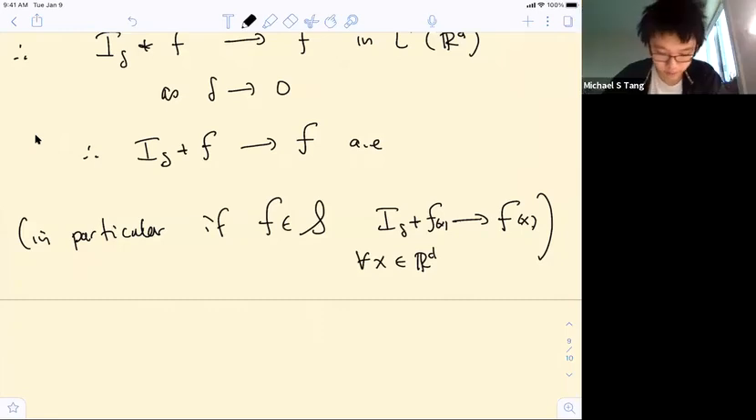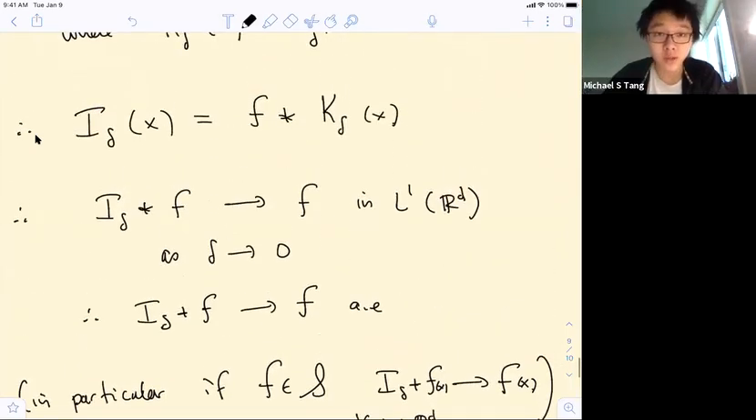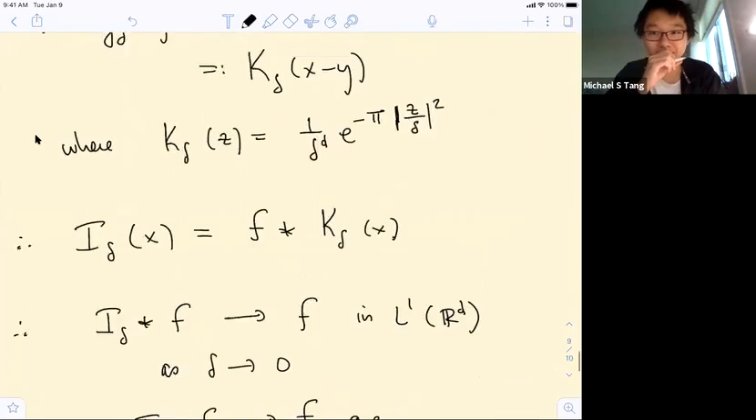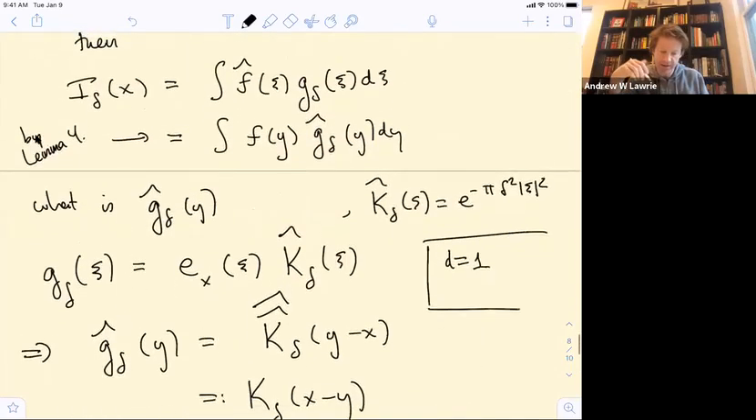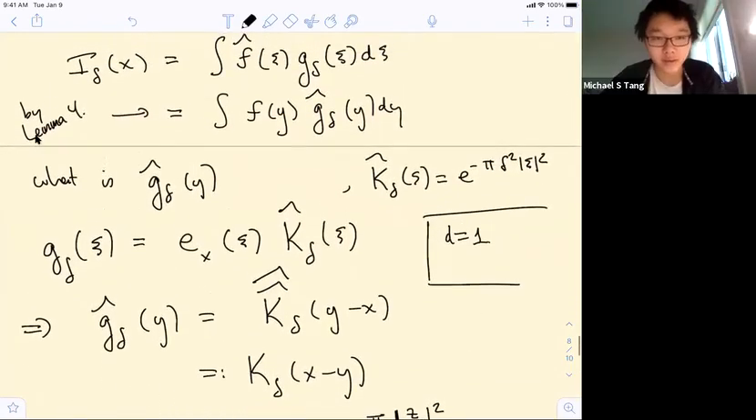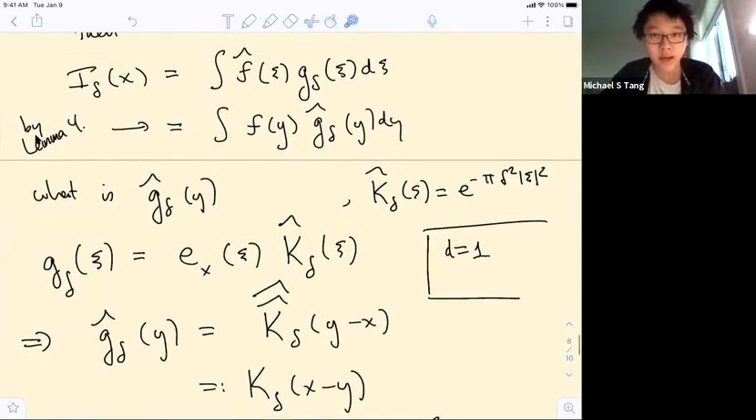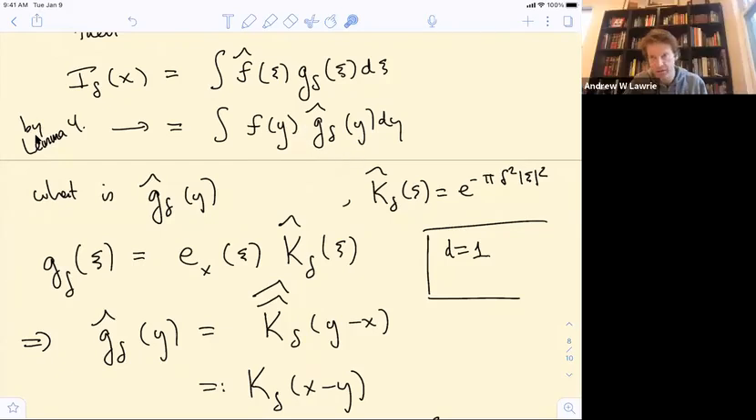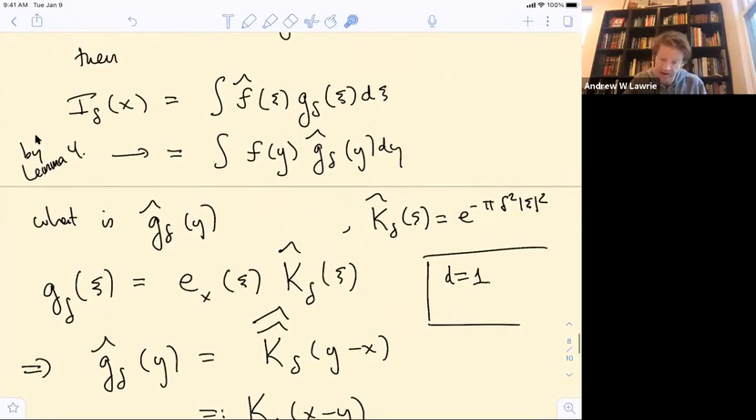Could you just go back through the stuff you did after you switched where the hat went? Yeah, this last page, right? So it seems like the goal would just be to compute G delta hat and then put that in. Is that what we did? That's all we did. We just computed G delta hat.